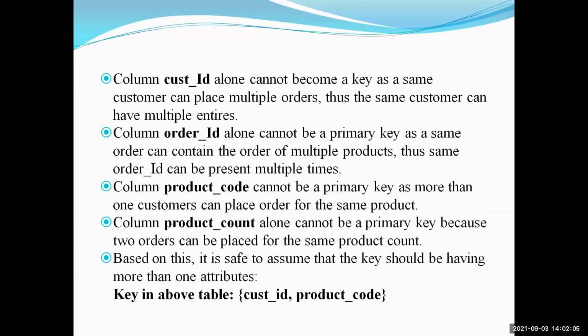Okay. So your customer and column product code cannot be a primary key, as more than one customer can place the order for the same product. So here product code is coming on product, order is coming on order, and then product count alone cannot be a primary key because two orders are placed for the same product. So based on this, it is safe to assume that the key should have more than one attribute. Key in the above table will be customer ID and product.